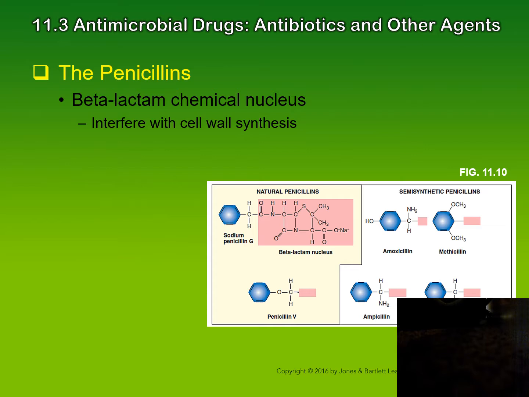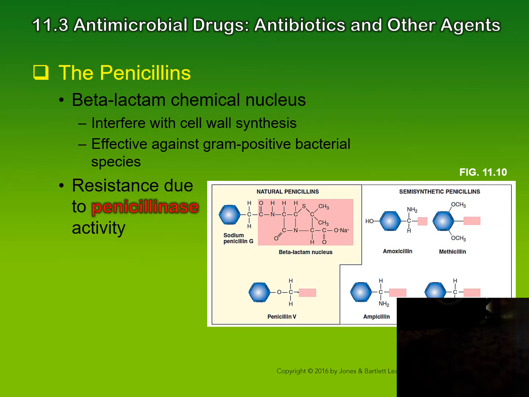And the way that it's killing the cells, it's interfering with cell wall synthesis. So obviously a cell that doesn't have a cell wall can't survive very well. Because gram-positive bacteria have so much more cell wall, the penicillins are very effective against gram-positive bacteria. And we can get resistance to penicillin by penicillinases. And these are compounds that are going to be able to break down the beta-lactam ring.